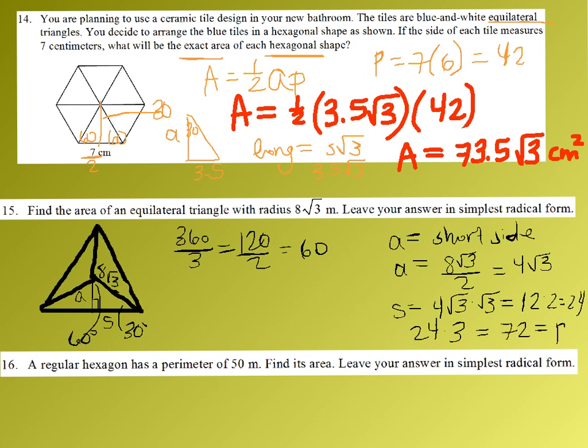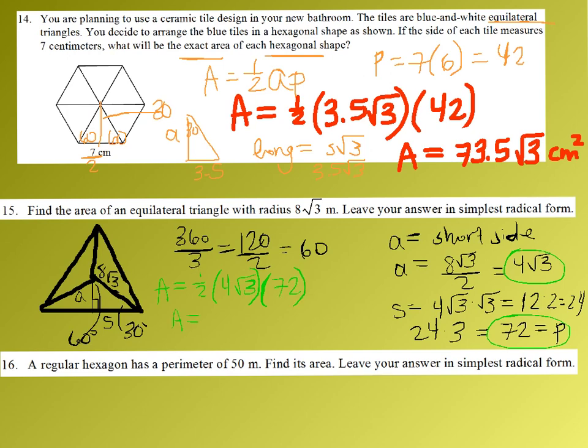So that's my perimeter. Now I have my perimeter, I have my apothem, and I can just plug it in. So area equals 1/2 the apothem, 4 square roots of 3, times your perimeter, 72.